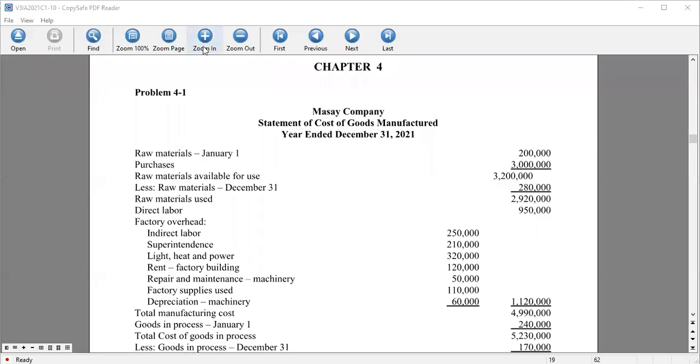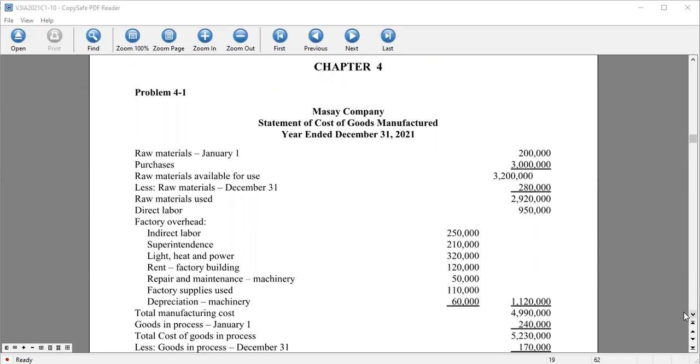Now let's begin with the problems in chapter 4. We have now 4-1, and the requirement is to prepare a statement of cost of goods manufactured. In other words, we have now your statement of cost of goods manufactured in connection with a manufacturing concern. Then prepare an income statement using the cost of goods sold method, and prepare an income statement using the nature of expense method with supporting notes.